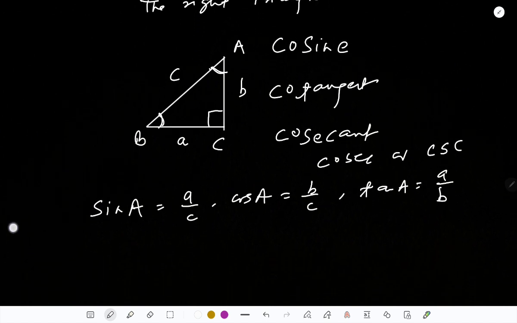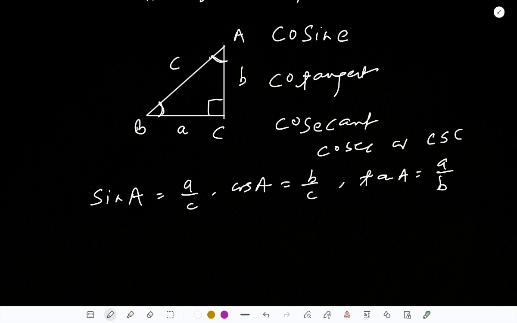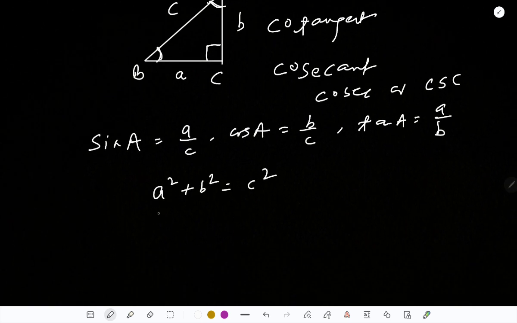So one thing you can use here is the Pythagoras theorem. In this right angle triangle, we know the Pythagoras theorem tells us the sum of the square of perpendicular and base is equal to the square of hypotenuse, that is a square plus b square equals c square. It directly came from the Pythagoras theorem. You can prove it as well. And so if you wish, you can write here a square upon c square plus b square upon c square equals 1. It's a simple manipulation.